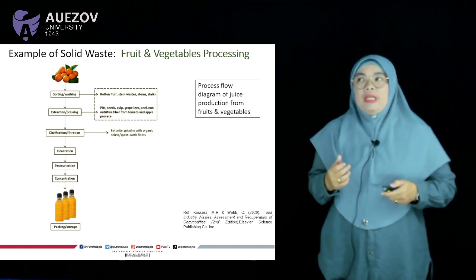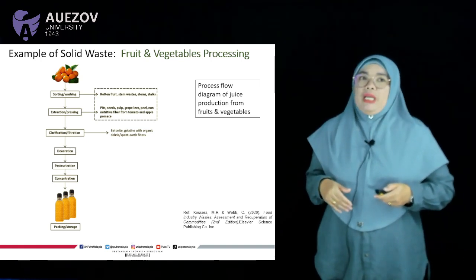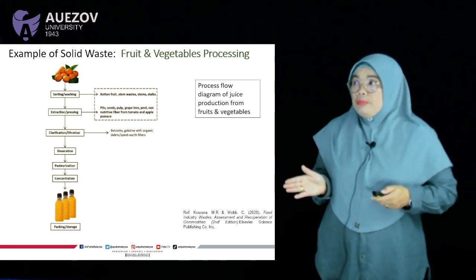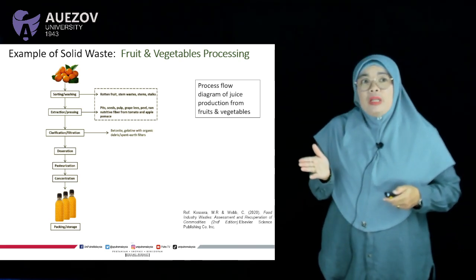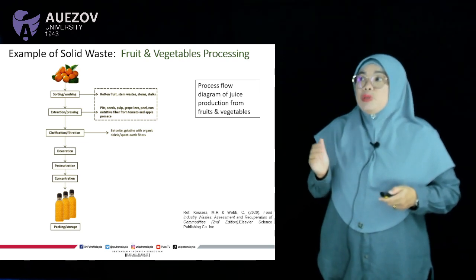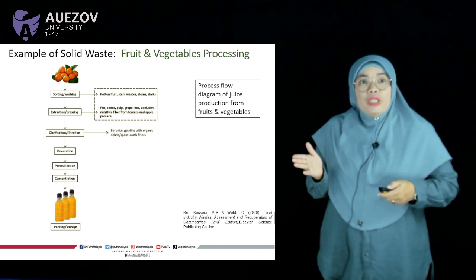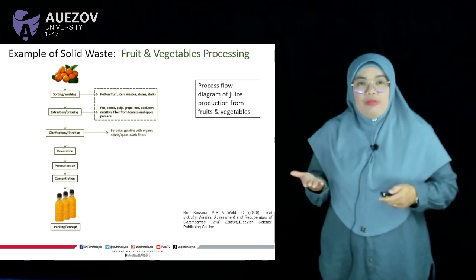The second example is from fruit and vegetable processing. I've shown here the process flow diagram of juice production from fruit and vegetables. You can see in the process flow that we obtain a lot of waste. This example is for orange juice, so we can get peels, orange peels, and other things, from which we can obtain bioactive compounds.